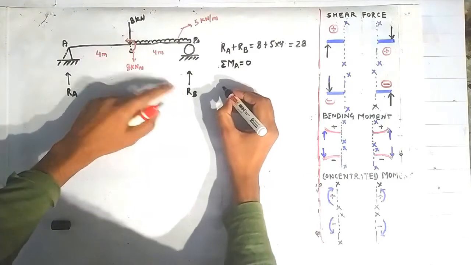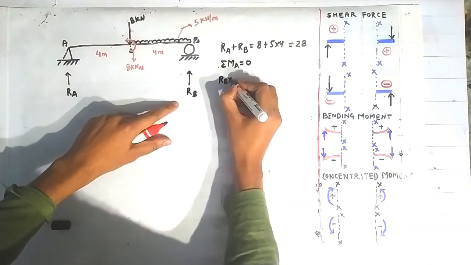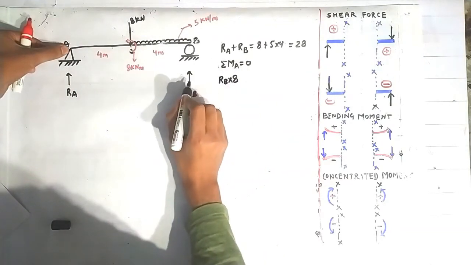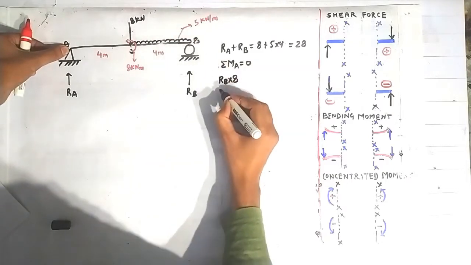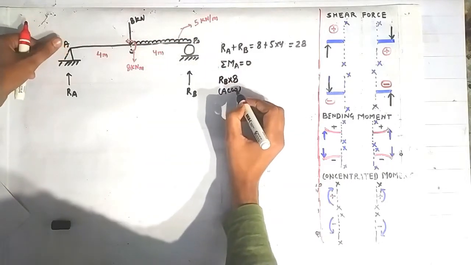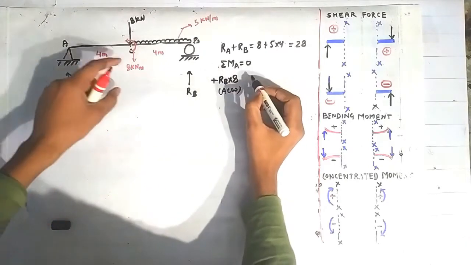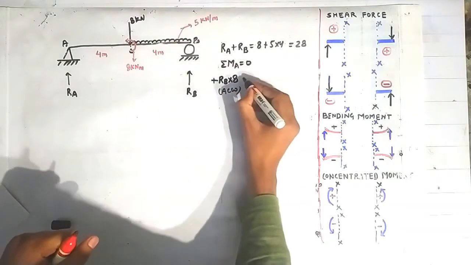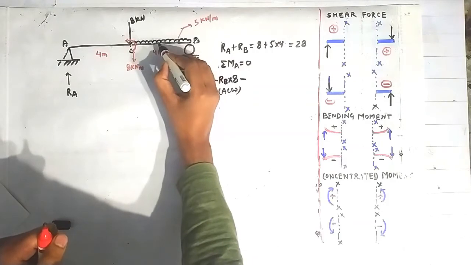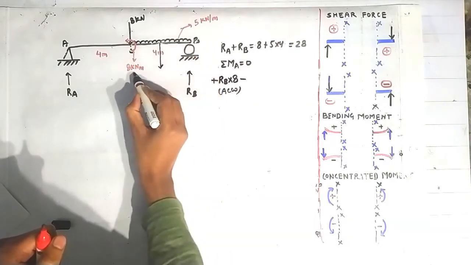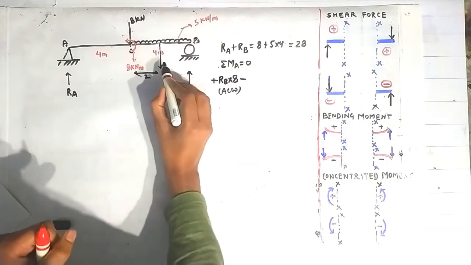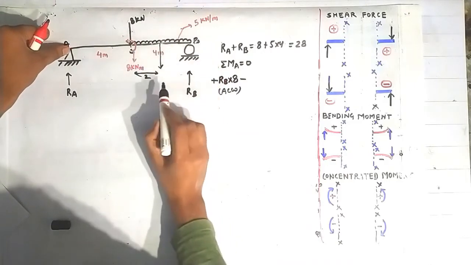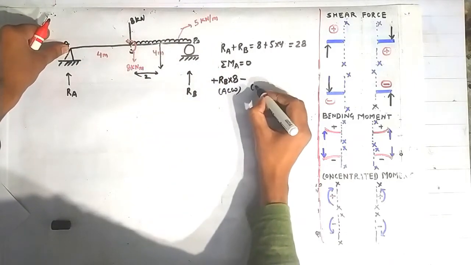Now because of this RB, there will be a moment of RB into this distance 4 plus 4 is equal to 8 from this point A, which will try to rotate this beam AB in counterclockwise direction about the point A, and anticlockwise here is taken as positive. Now because of this UDL, there will be a moment having a negative sign, because the load of this UDL will act here in the middle at a distance of 2 meter from the point C, and it will try to rotate this beam AB in clockwise direction about the point A, so taken here as negative, clockwise rotation.